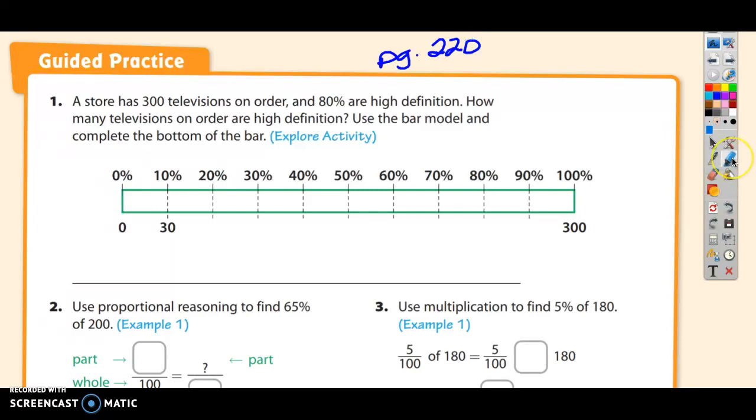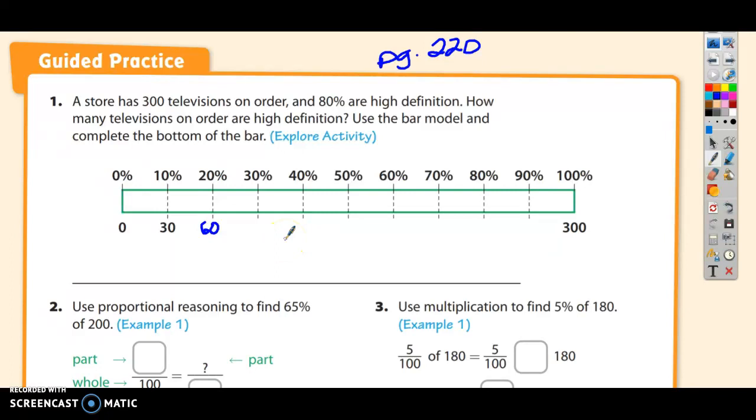So what I notice here is that 100% is 300, therefore every 10% will be 30, because a tenth of 100% is 10% and a tenth of 300 is 30. So basically, since we're going to increase by every 10%, the terms along the bottom are simply going to be the multiples of 30. If 10% of 300 is 30, 20% would just be double that. It's going to be 60.